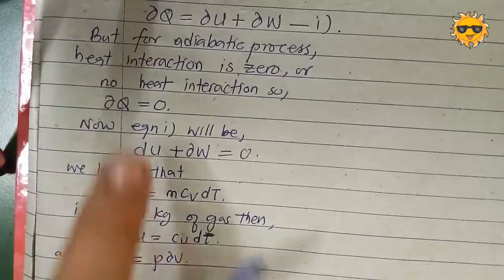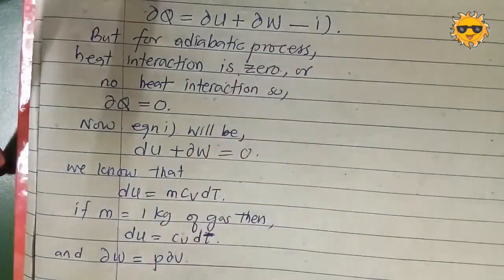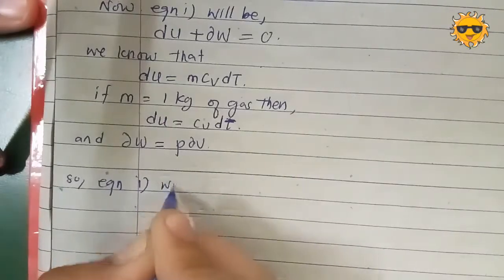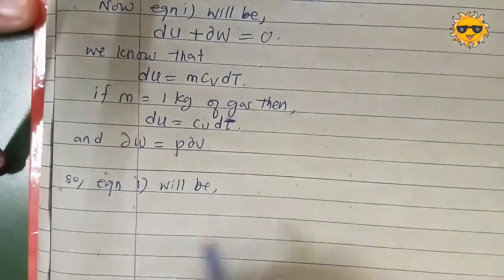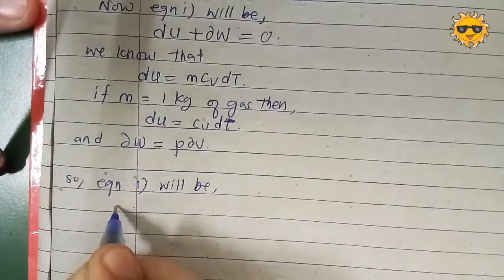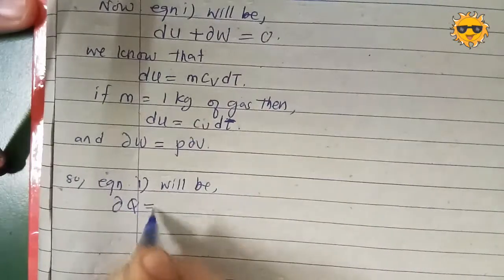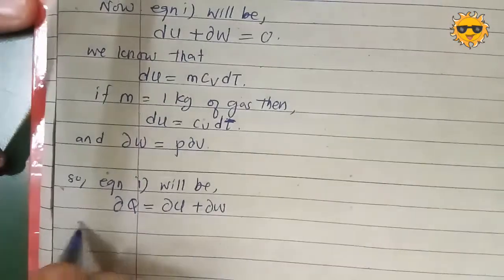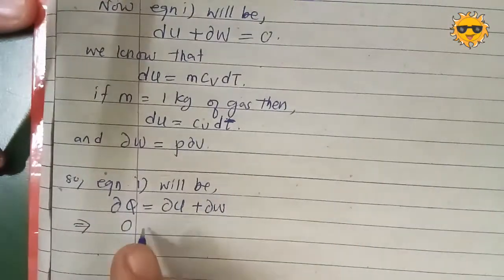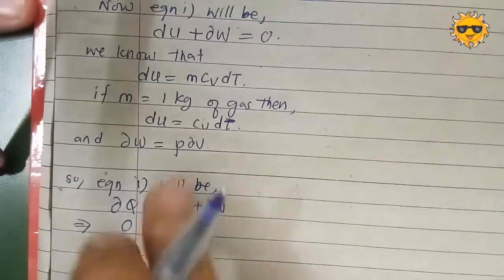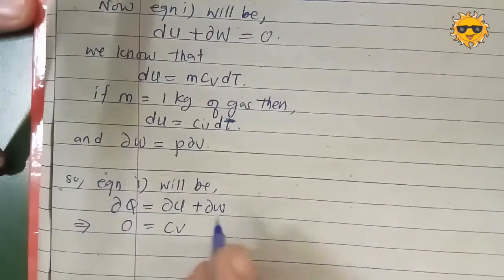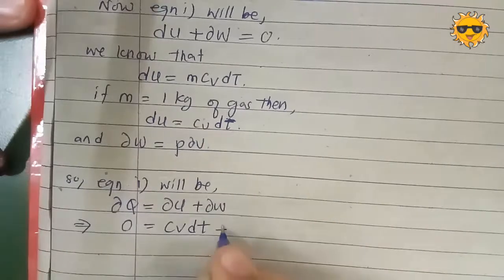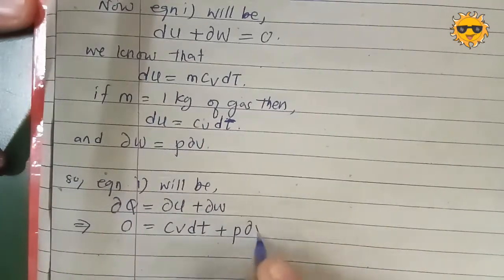So equation number 1, that is dQ is equal to dU plus dW, will be as follows. We know that for adiabatic dQ is 0, and dU is Cv dT plus P dV.